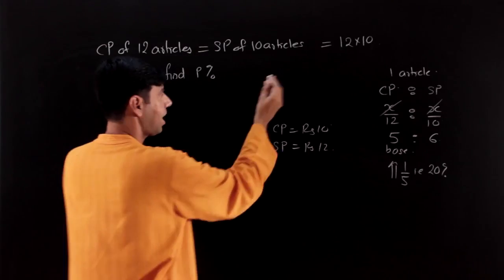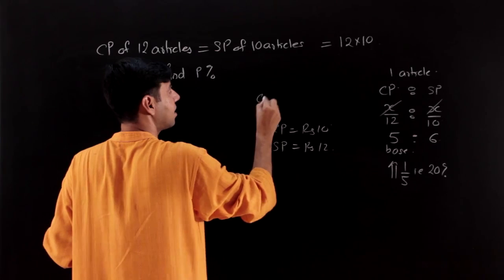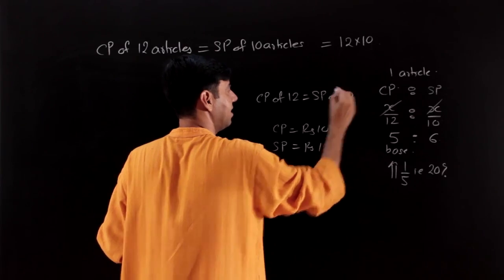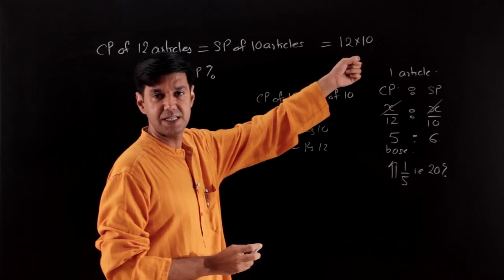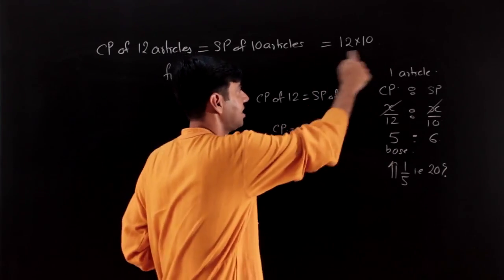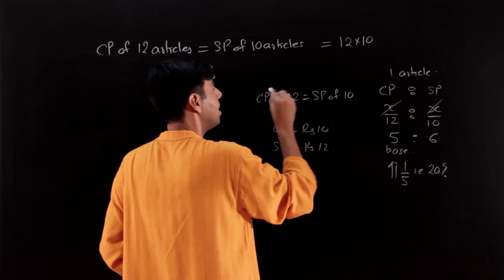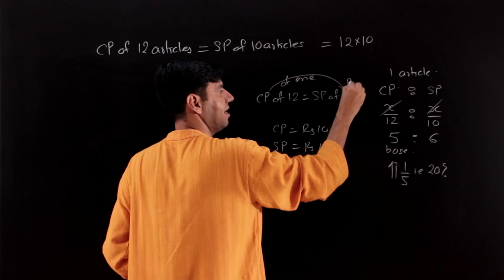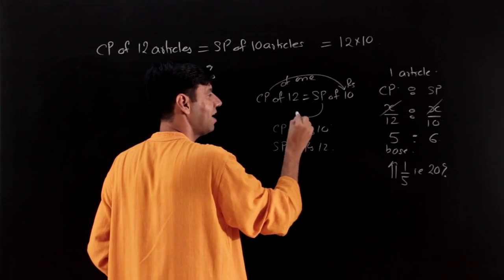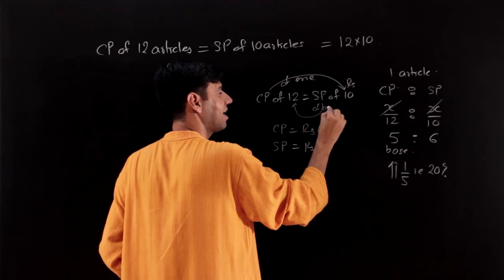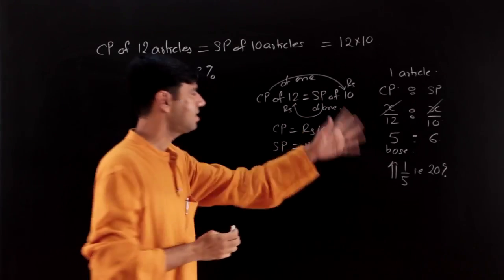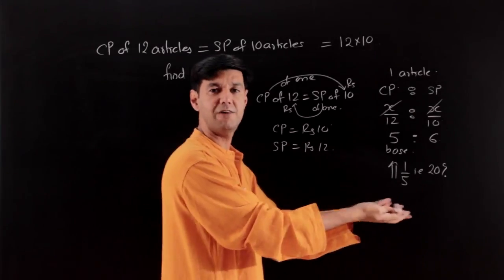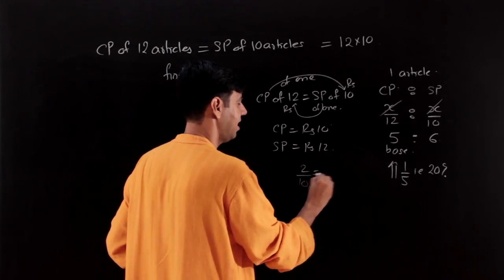So what do you see? If you look at it, I don't want to disturb this. The cost price of 12 is equal to selling price of 10. These are articles, mind you. Because of this assumption that we made, the cost price of one article becomes rupees 10, and the selling price of one article becomes rupees 12. So I could have just imagined this. I purchased at what price? 10 rupees. I'm selling it at 12. So what's my profit? 2 rupees on a base of 10. That is 1 by 5.